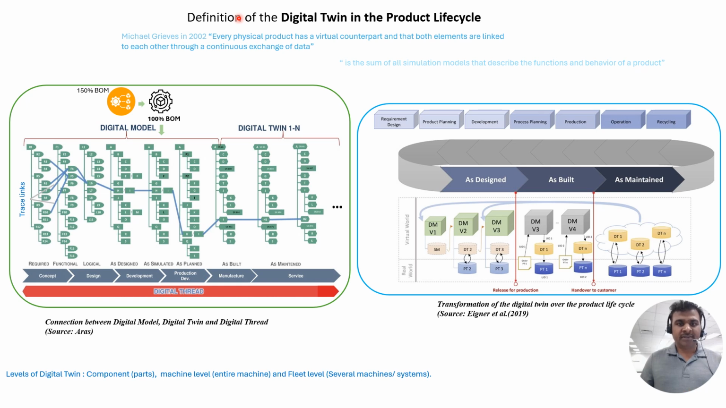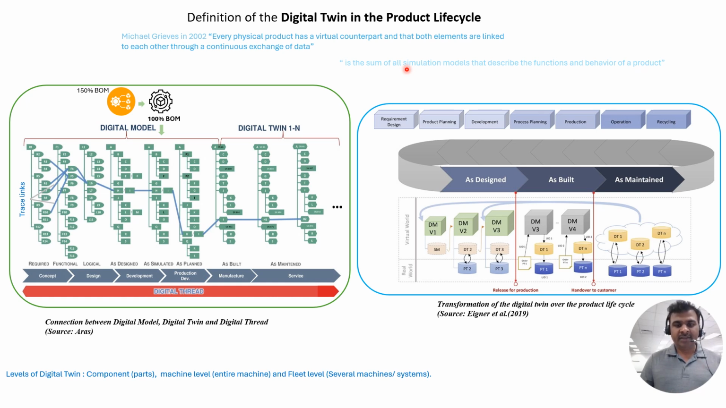The emergence of a digital twin from product lifecycle management was first described by Mr. Michael Grieves in 2002. He said every physical product has a virtual counterpart, and that both elements are linked to each other through a continuous exchange of data. And that's one of the definitions.